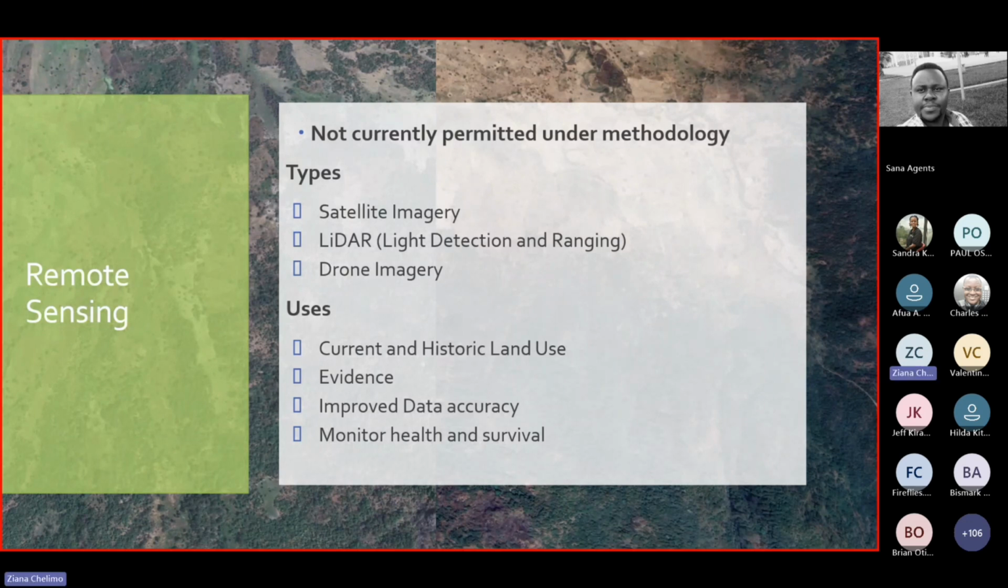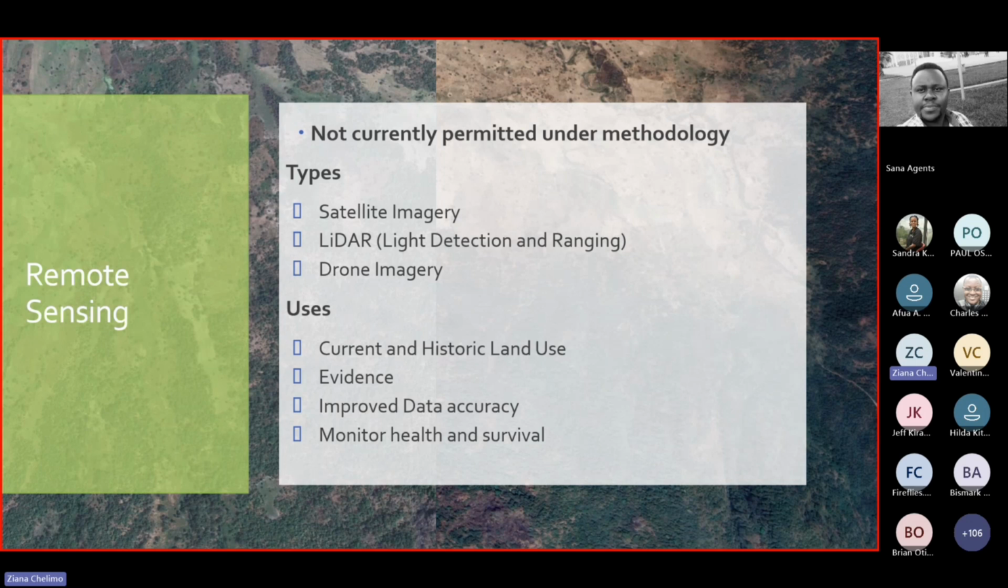Remote sensing can be conducted through satellite imagery, LiDAR, which is light detection and ranging, or drone imagery or drone surveys. Remote sensing can be used in a number of ways. This includes identifying current and historic land use, to check on the evidence of A&R activities in the area. It can also be used to extrapolate field data for greater accuracy of biomass estimates, and can also be used to monitor tree health and survival.